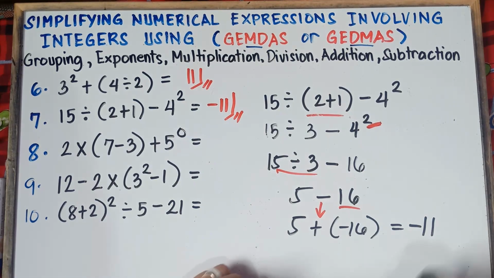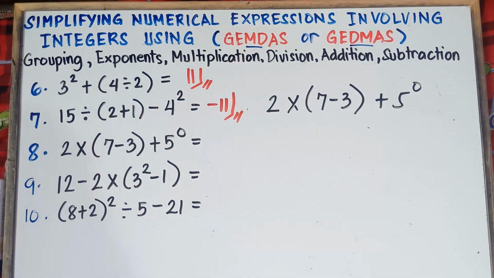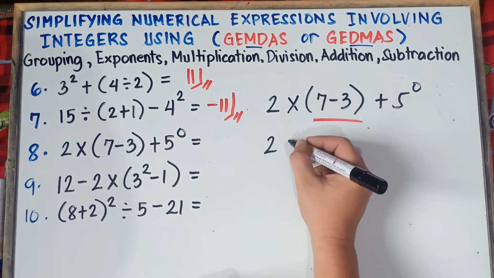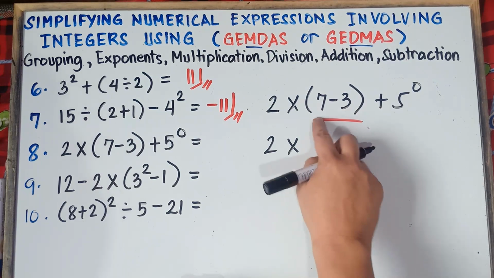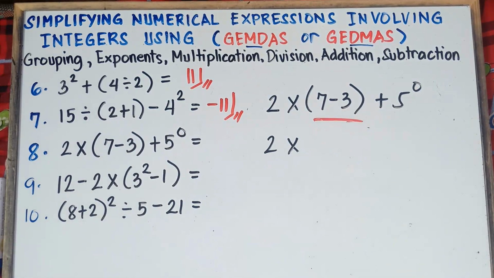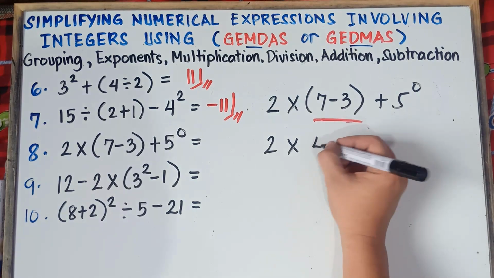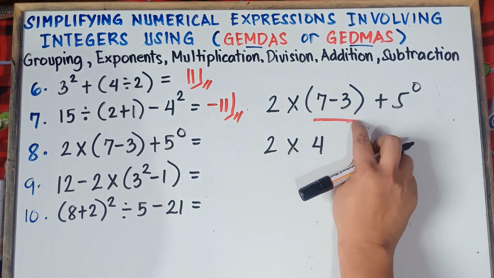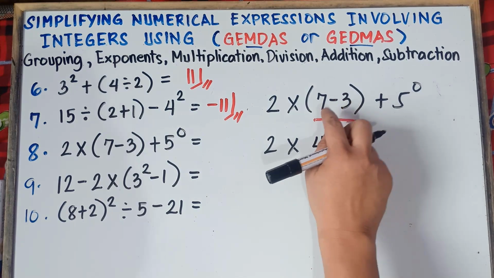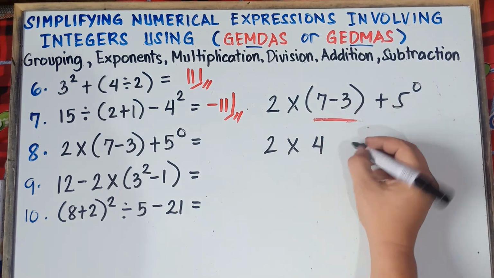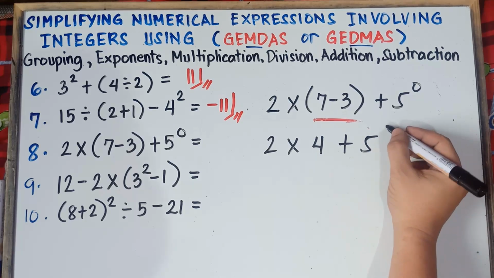Alright, so let's have example number 8. Simplify this one first. Copy 2. Copy the multiplication sign. 7 minus 3, what's the answer, class? That's correct, 7 minus 3, that would be 4. We can now remove the parentheses because we just simplify inside. Copy the plus sign, 5 raised to the power of 0.